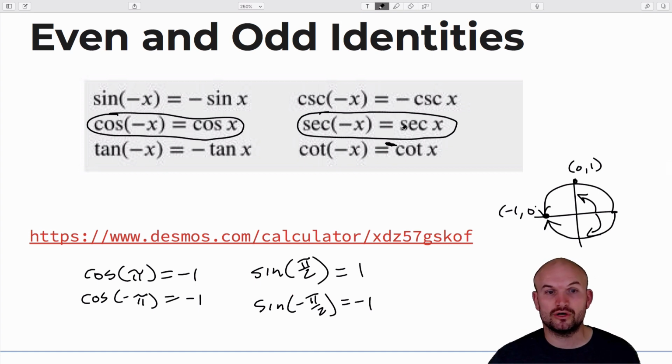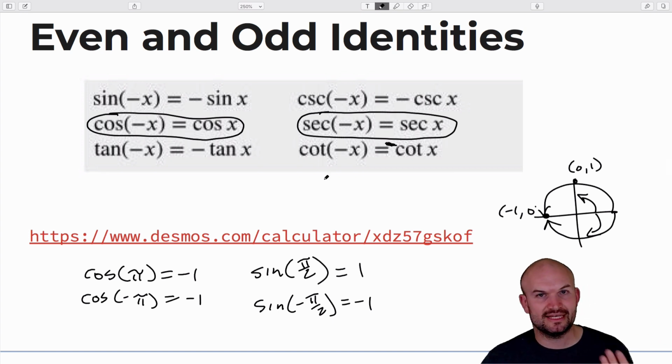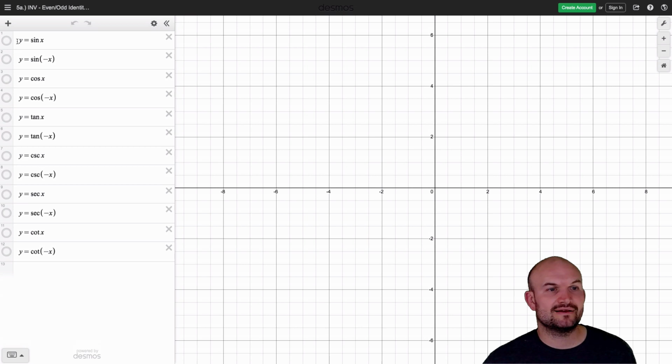They are symmetrical about the y-axis, whereas sine, cosecant, tangent, and cotangent are symmetrical about the origin. So what I also did is I quickly showed my students in the calculator, and we have a little time, so why don't we take a look at this really quick on this Desmos graph I created. Okay, so now to Desmos.